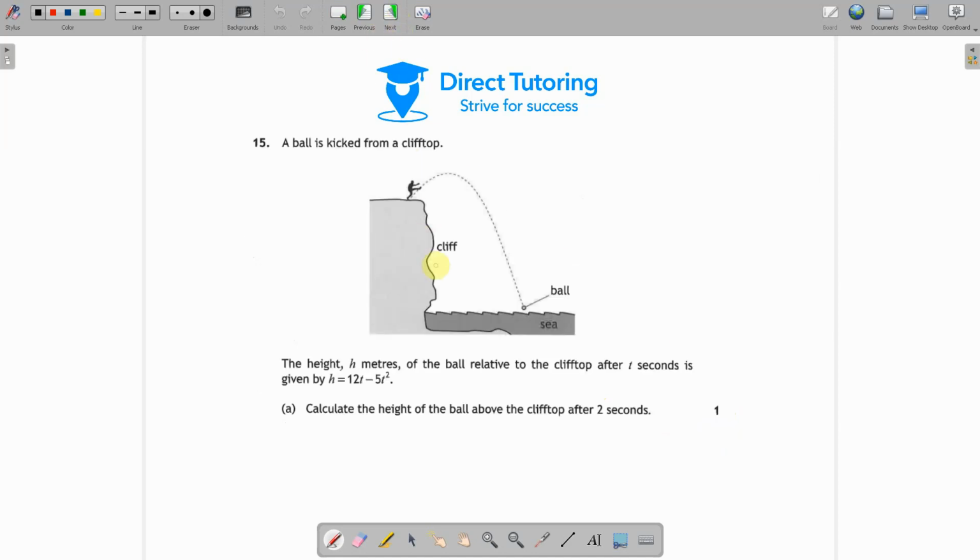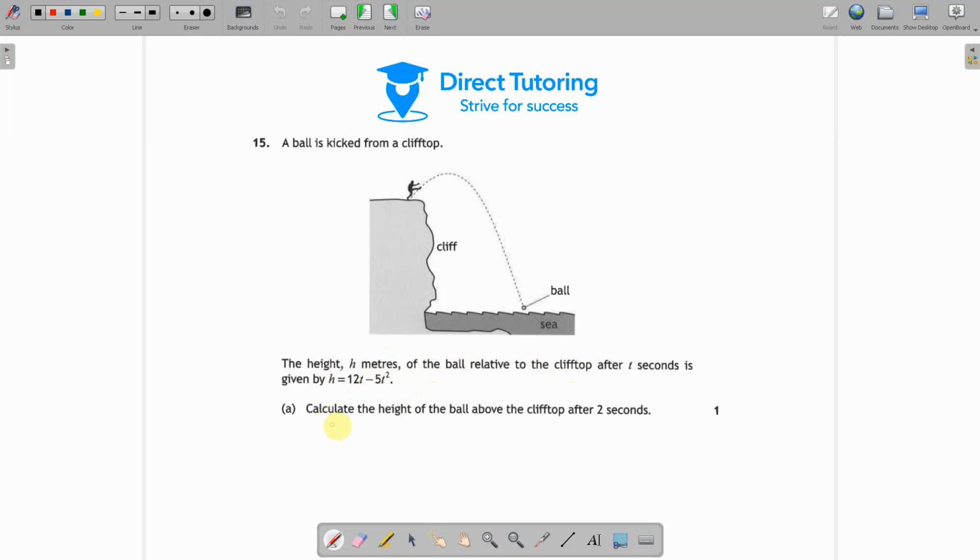Question 15. I'm sure everyone will be aware of this question. This one made news headlines, and a lot of people struggled with getting their head around this question. However, it isn't as difficult as people make out to be. Because part A is only worth 1 mark, as long as we know what these variables mean, we should be okay. Because h is the height in meters, and t is in seconds.